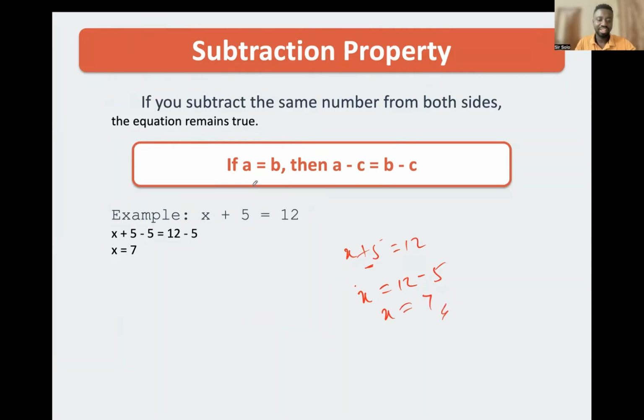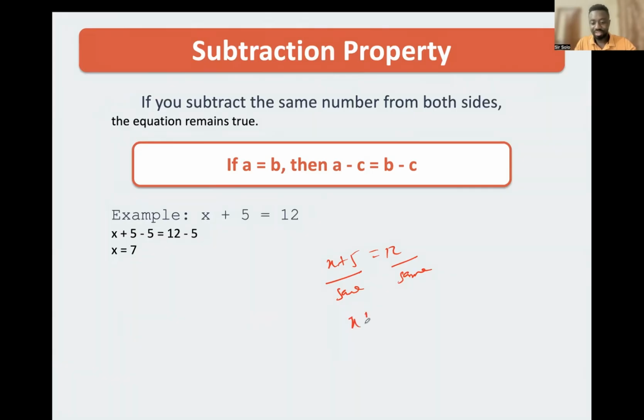Another way is through the subtraction property. If we have x plus 5 is equal to 12, it is assumed that left and right are the same. Here our C is 5. Subtract 5 from x plus 5 on one side, and subtract 5 from 12 on the other side. We should get the same answer.